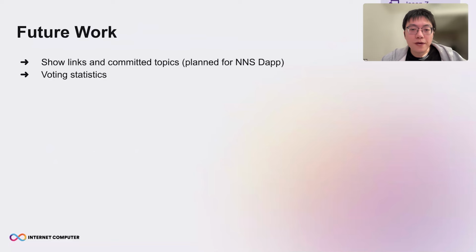Finally, I just wanted to mention that the current work is mostly on NNS governance, and any front-end can use those new features to display more information about the known neurons. In the future, we'll also work on the client side. For example, we already have plans to display the links and the committed topics on the NNS tab. In the future, we'll also work on displaying the voting stats of the known neurons. That's it from me. Thanks, and back to you, Dimitris.